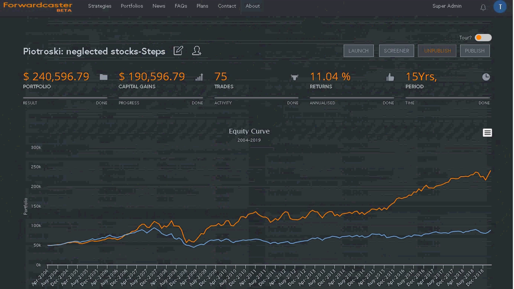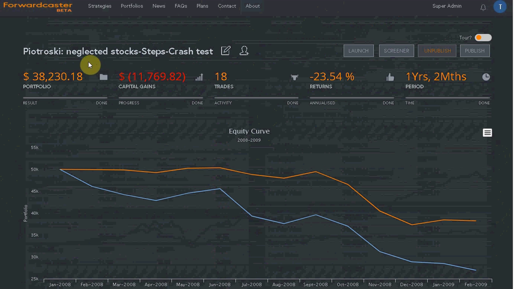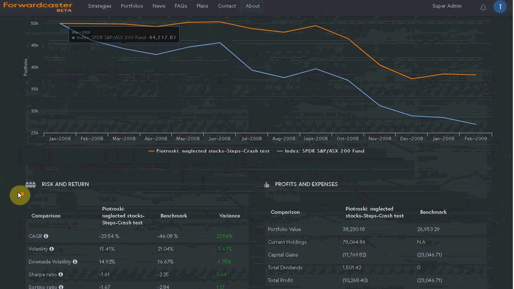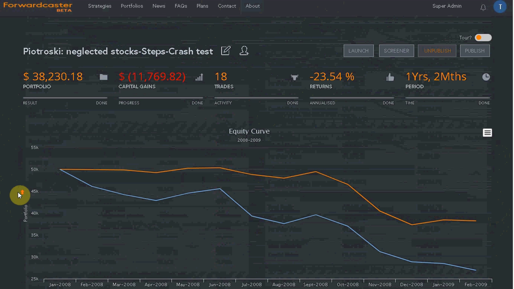Again, you can run a crash test on the step strategy and it loses around about the same as the other strategy, but still outperforms the market during that down period. So that's how I would run through and build a strategy to test it in terms of its robustness, and then once you're happy with the strategy, you can link it to your portfolio and then track it forward.